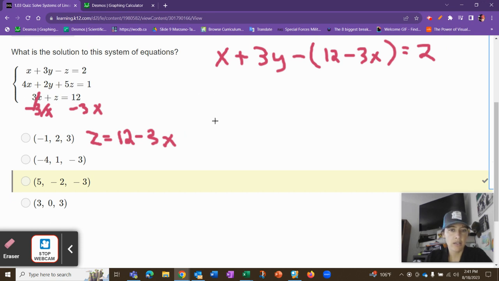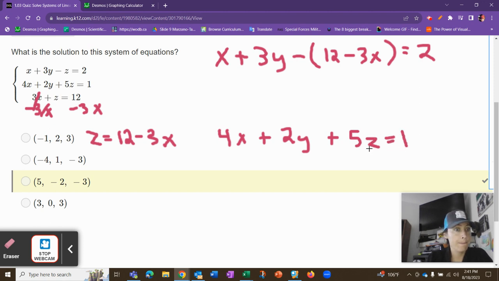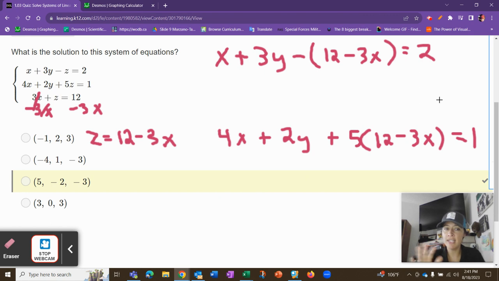The middle equation will be 4x plus 2y plus 5z equal to 1. No. 12 minus 3x equal to 1. Okay. It may look really scary and complicated, but all I did was substitute it in. I was just careful. I made a mistake, but checked it, fixed it.